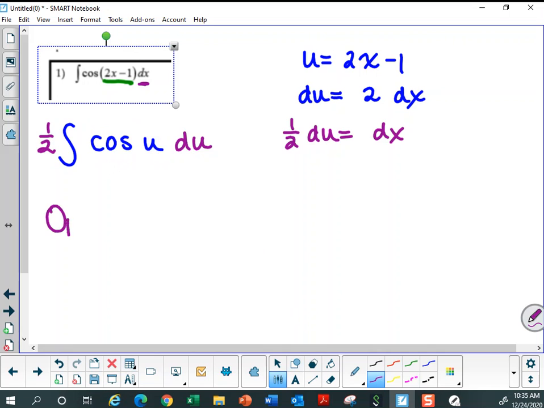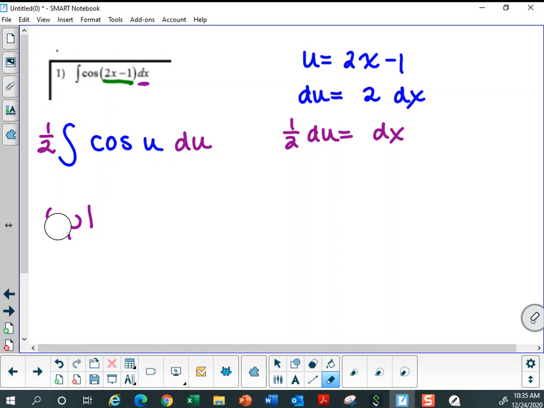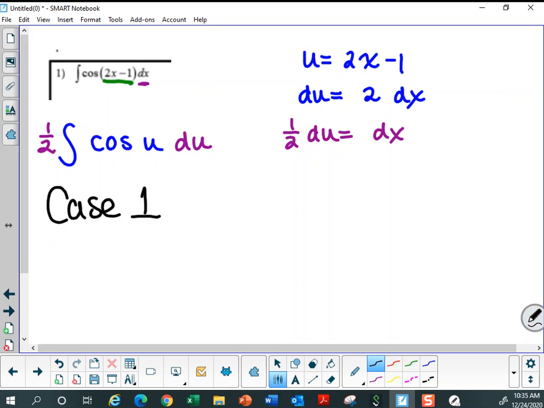Okay, so I don't know if you want to call it an option. I wouldn't call it an option. It's not like we can pick. But case 1, our rewrite is going to take us to some trig function of u du.